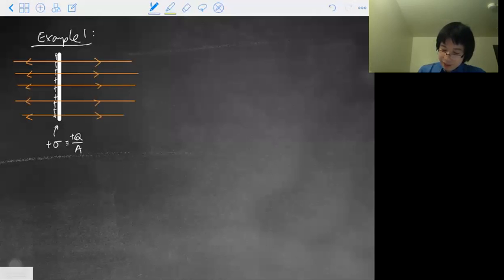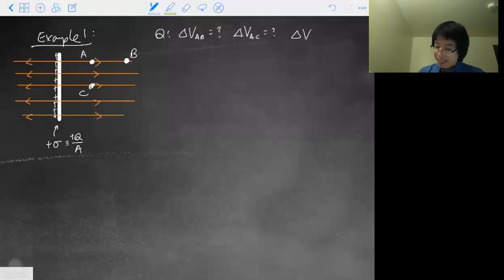And let's pick a few points. Let's call this point A, point B, and point C here. So here's my question. Can you find the potential difference between A and B, between A and C, and what's the last one? B and C. All right, so I'll work this through with you. Let's say this is 8 meters apart, and let's say this is 4 meters apart, like this.